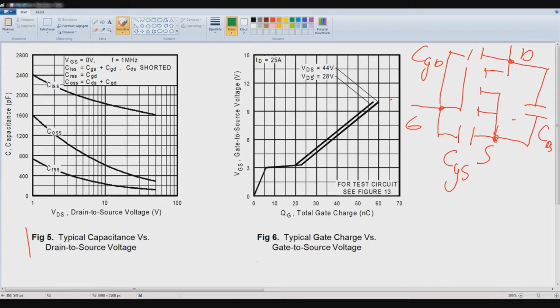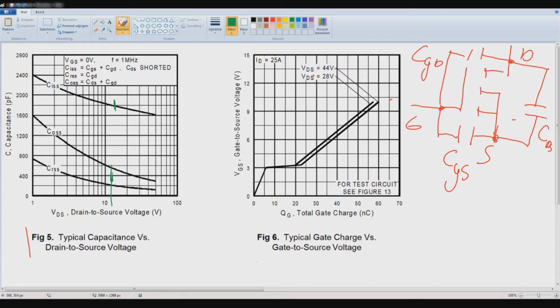For example, if you have 12 volts, you then look at about here, and okay, this is about 200 picofarads.